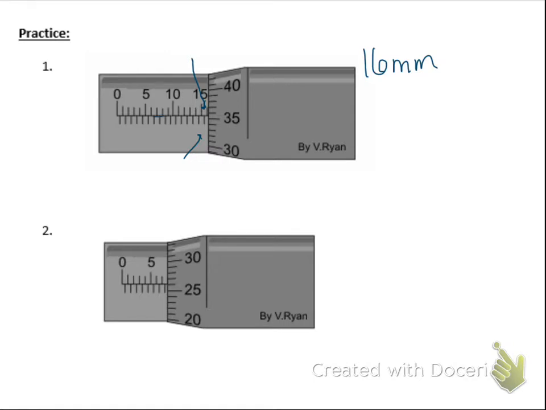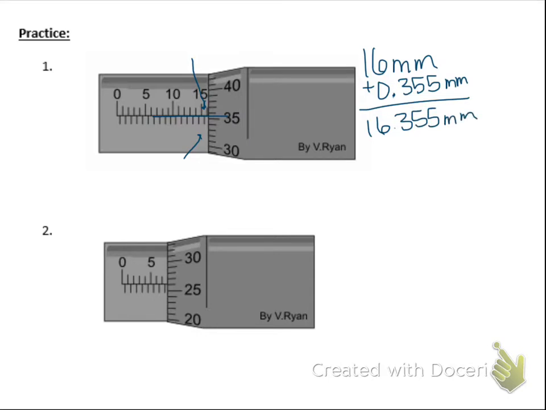And then we look at this horizontal line. Where does that hit? Well, it hits halfway between the 35 and the 36 hundredths. So halfway between 35 and 36 hundredths is 35 and a half hundredths. So we add those together and we get 16.355 millimeters.